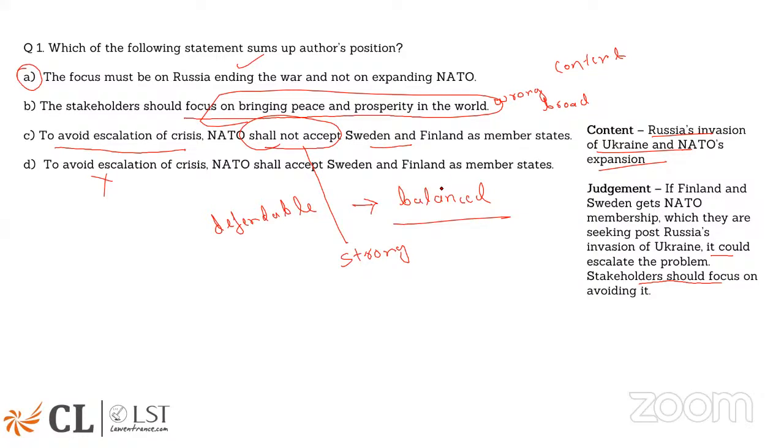So if you are marking C, that you shall not take Sweden and Finland in, tomorrow suppose some other countries come which are not part of NATO, then what will happen? Then you will say to avoid escalation, don't take them in. So rather than marking C as the answer, obviously A is something which is more defendable. He is not against taking these two countries. He is against expansion. So "shall not accept" is not the issue. He's saying that end the war. Do not focus on expansion right now. A is more defendable than C, right?